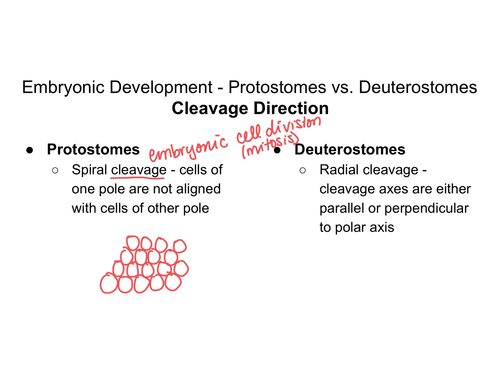With deuterostomes, they have a radial cleavage, and so the cells are going to be more stacked on top of each other, like this.